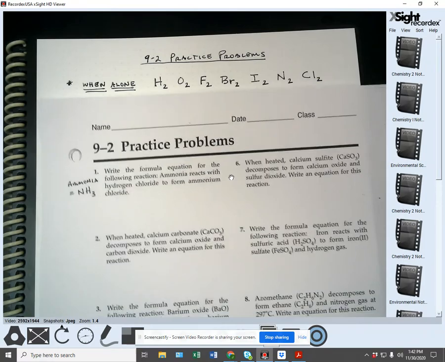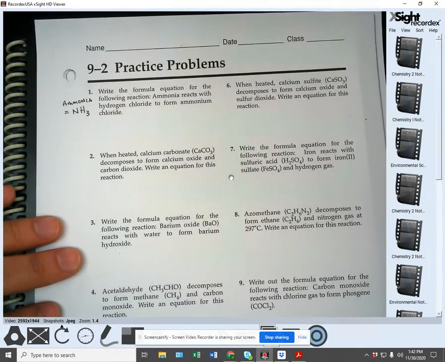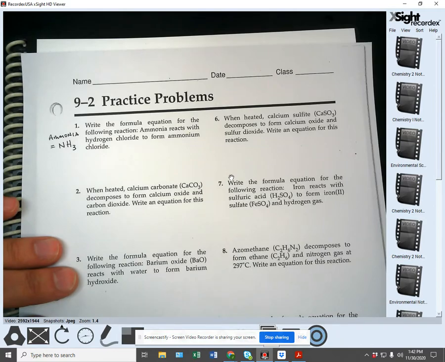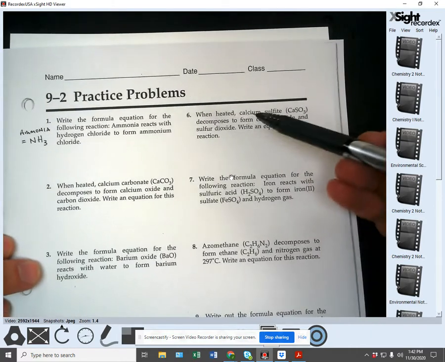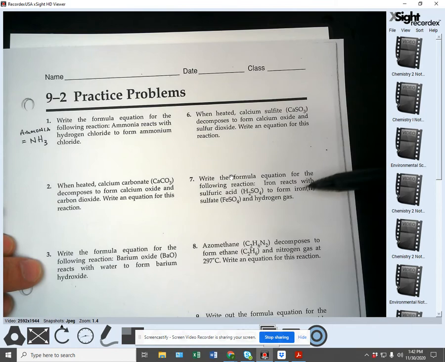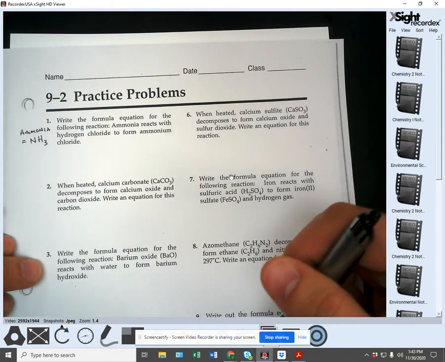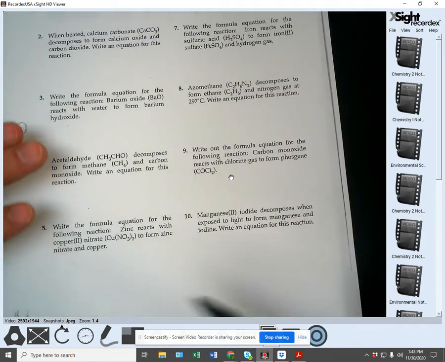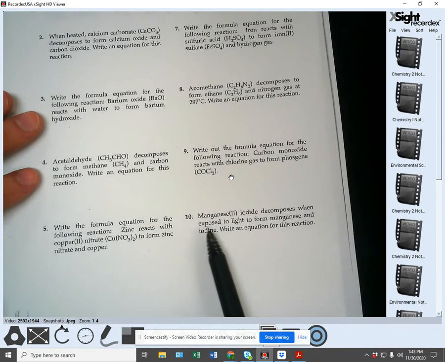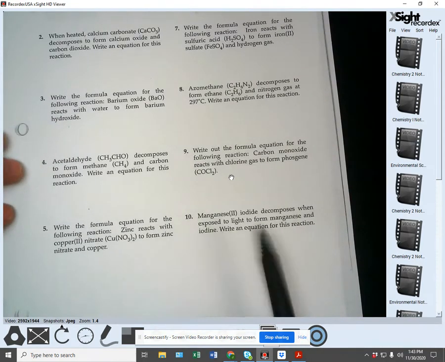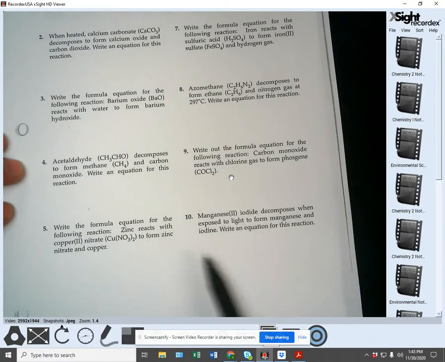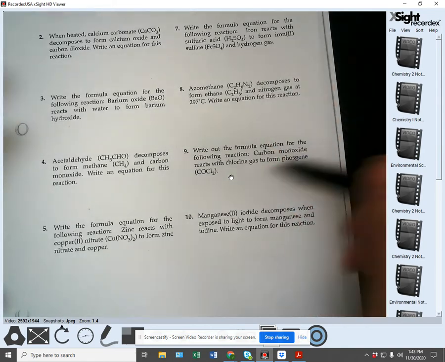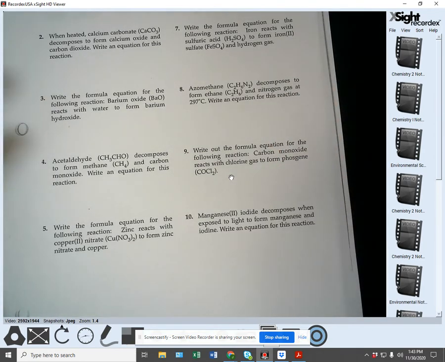A few other things. When it says when heated or exposed to light, like number 10, those don't mean anything and they're not part of the equation. That's the trigger for the reaction, but you don't represent that in the actual formula equation anywhere. So you can literally just ignore it if it says when heated or exposed to light or anything like that for what we're doing.